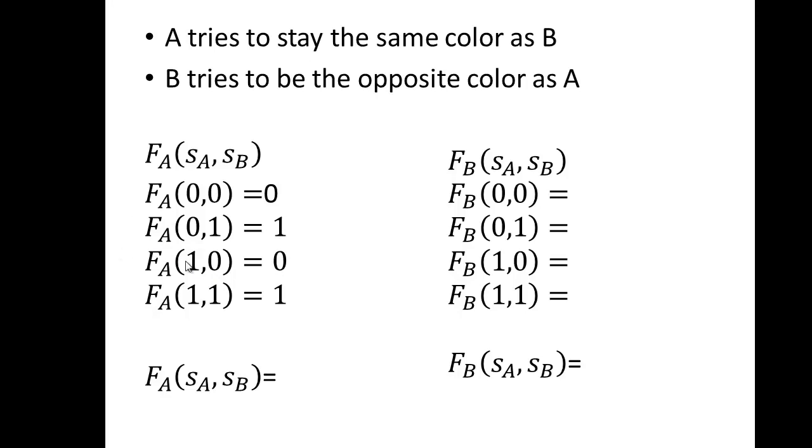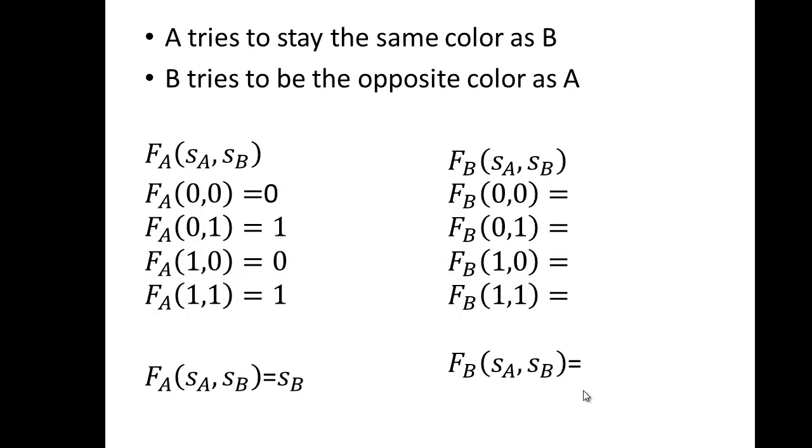Similarly, if B is 0, A flips to 0. And if B is 1, A goes to 1. In other words, the function F sub A is simply equal to the state of B. Right, look at what's happening here. Whatever the column for B was, that's our output.